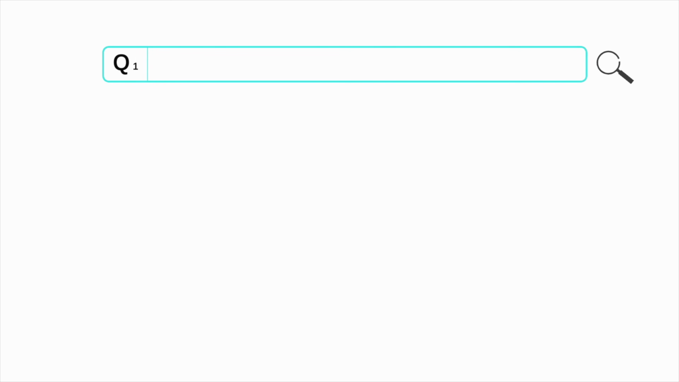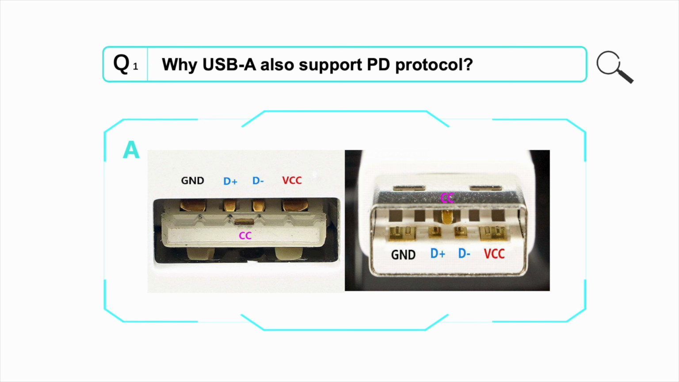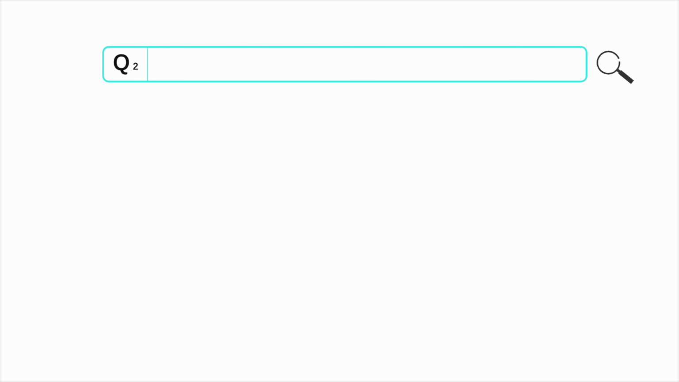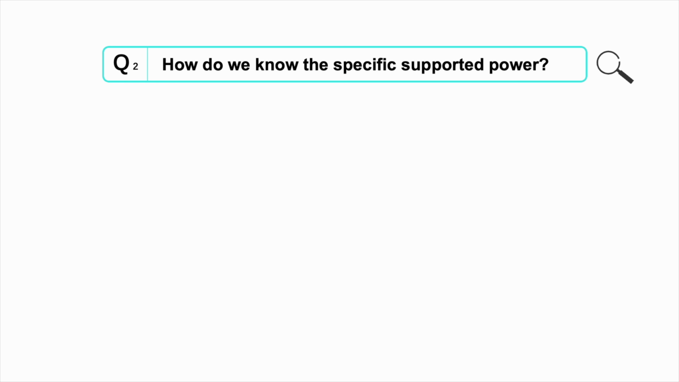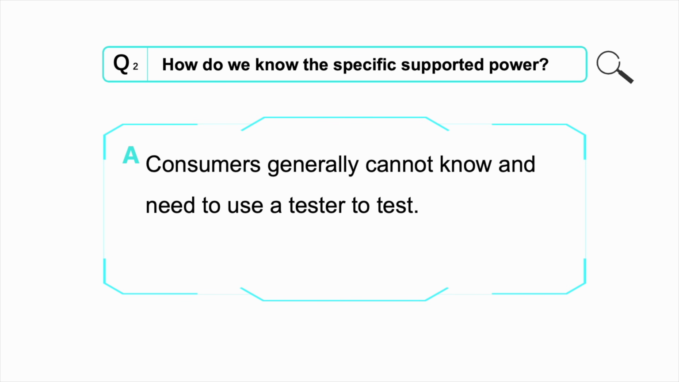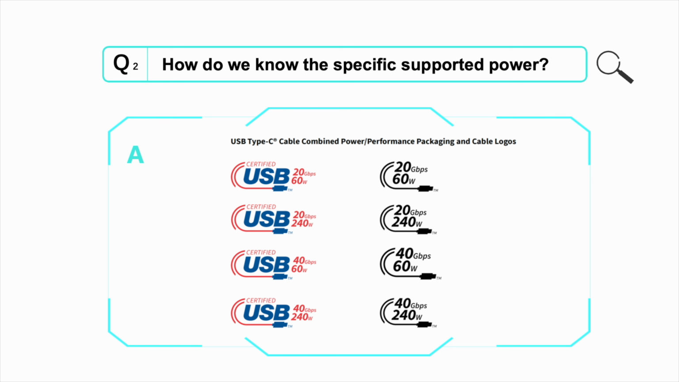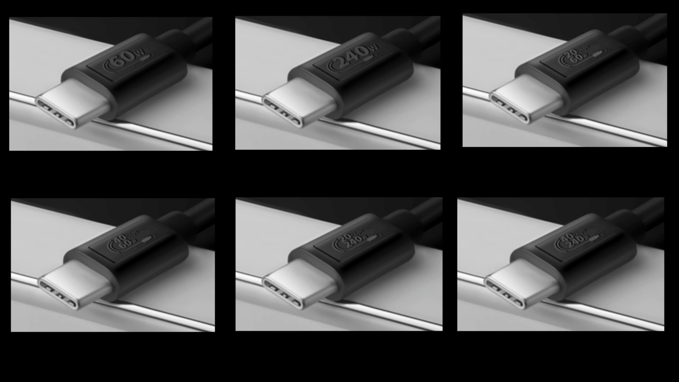Some people may wonder why some USB-A to USB-C cables can also support fast charging based on the PD protocol. That's because some manufacturers, like Xiaomi, add a special pin inside the USB-A connector to achieve PD fast charging. Secondly, as mentioned, different USB-C connectors support different charging power. So how do we know the specific supported power? Users generally cannot know and need to use a tester such as ChargerLAB Power ZKM003C to test. However, the USB-IF has announced that new USB-C cables will add a certified power rating logo. You can click the upper right corner to view more details about this.